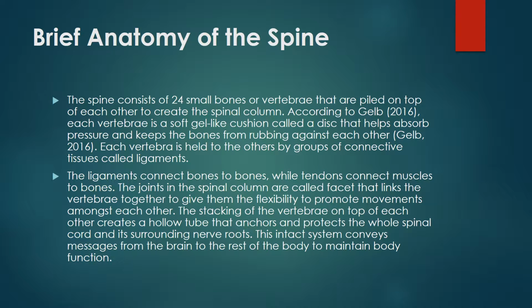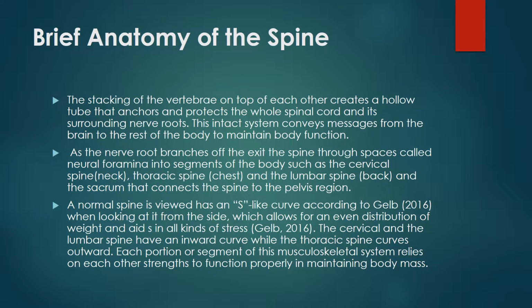The stacking of the vertebrae on top of each other creates a hollow tube that anchors and protects the whole spinal cord and its surrounding nerve roots. This intact system conveys messages from the brain to the rest of the body to maintain proper body functioning. And as mentioned before, it maintains body function.